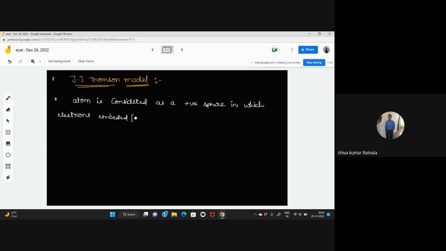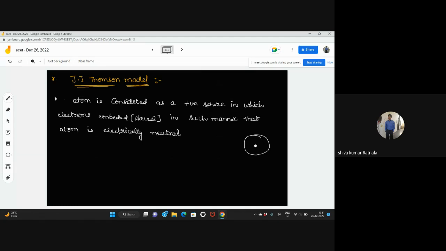Embedded means placed or entered, we can say. In which electrons are embedded in such a manner that atom is electrically neutral. Electrically neutral. That means the atom he is considering as a positive sphere like this.